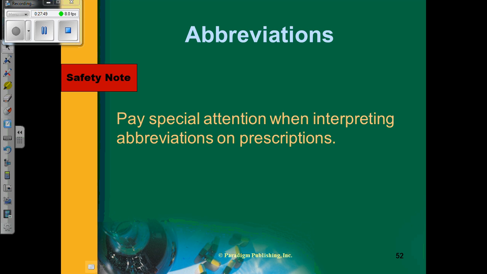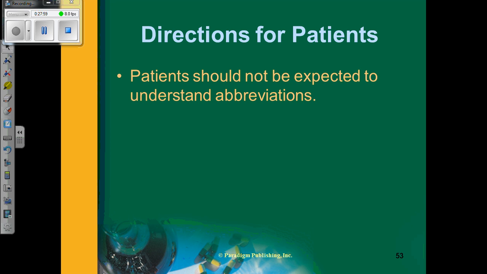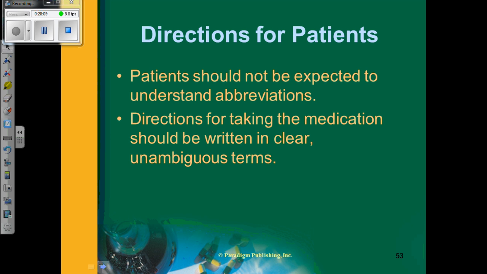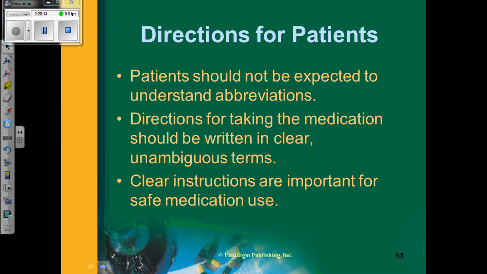Pay special attention, of course, when interpreting abbreviations on prescriptions. Make sure they make sense. If they do not make sense, you need to question it and ask the pharmacist or the doctor. The patients, of course, should not be expected to understand abbreviations, so directions for taking the medication should be written in clear terms. Clear instructions are important for safe medication use. So the pharmacy tech should make sure they correctly interpret them before they write them on the medication bottle or label.